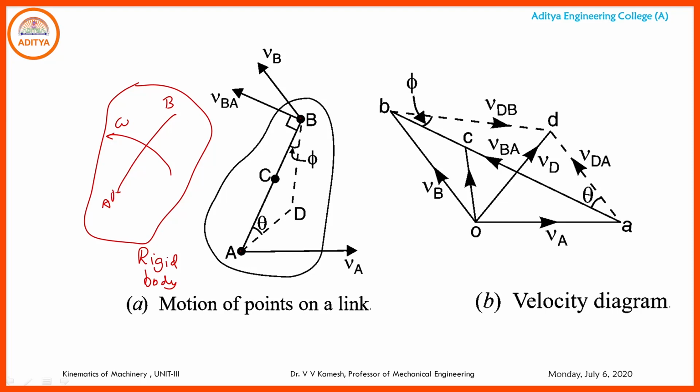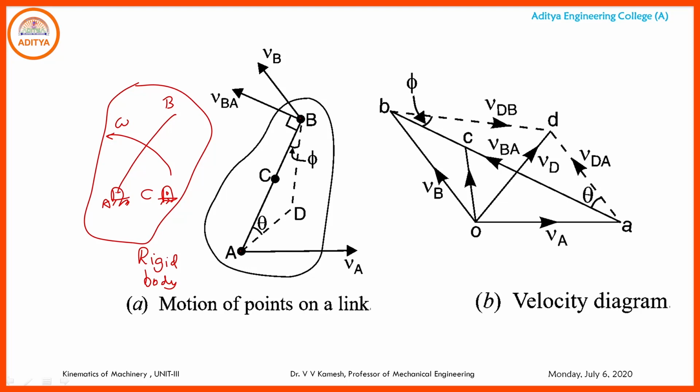So here there may be the center of rotation like this. A is the center of rotation, or B can be taken as the center of rotation, or another point C can be taken as the center of rotation. It does not mean that the center of rotation needs to be at the center of gravity of the rigid body. We can take any point, any eccentric point or interior point, as the center of rotation.